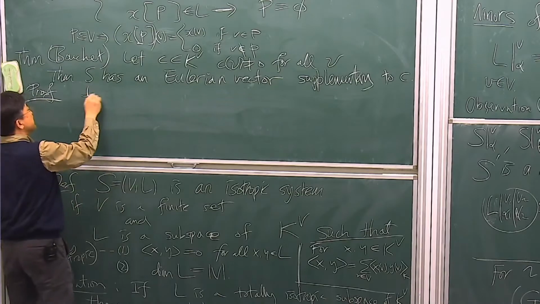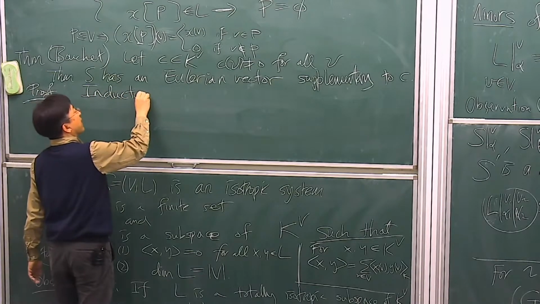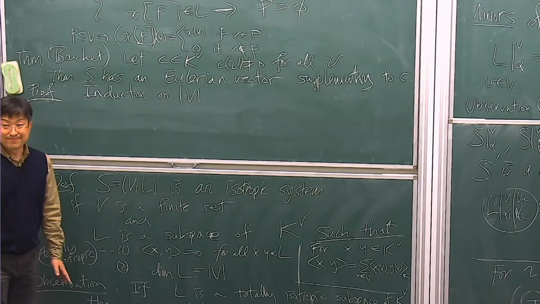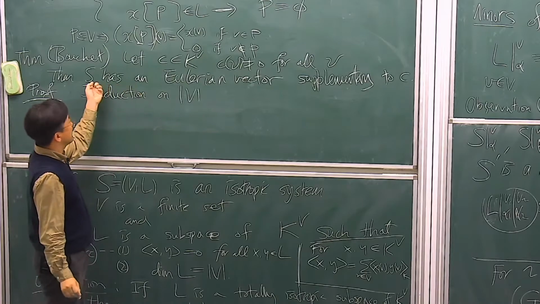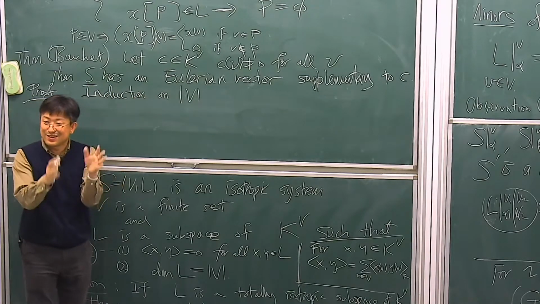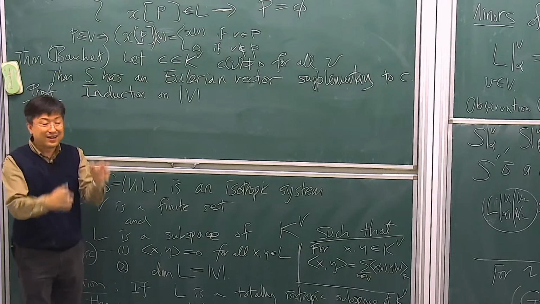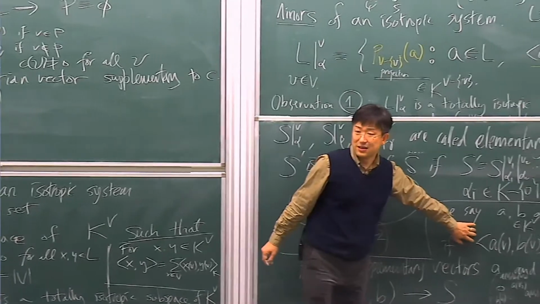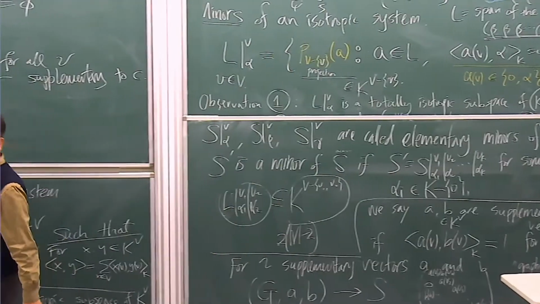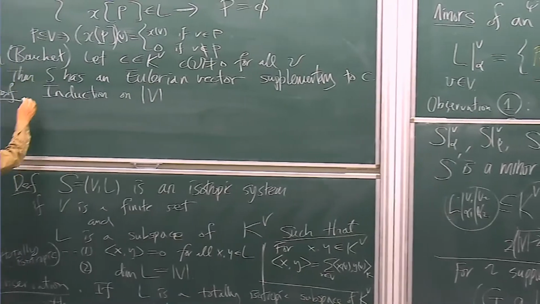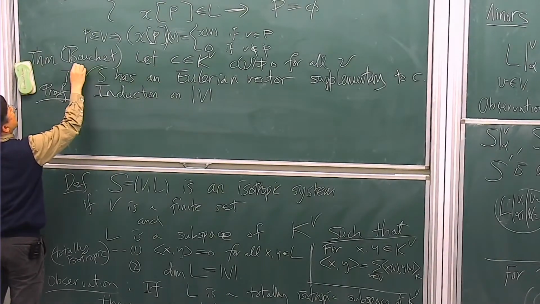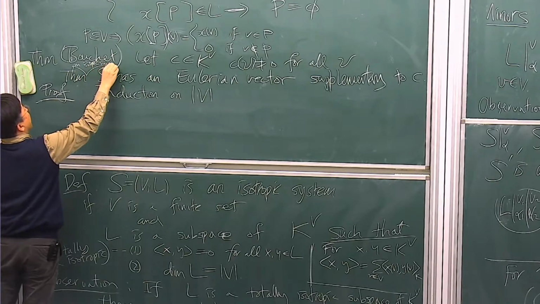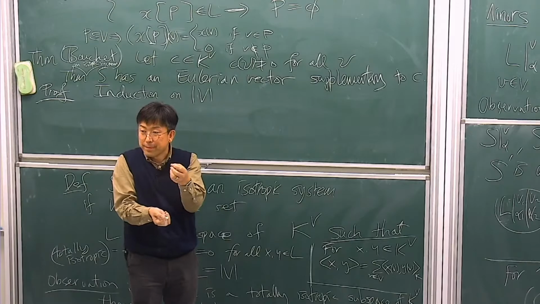And the proof is by induction. Induction on the number of points in V. Oh yeah, by the way, if you forgot the definition of supplementary, supplementary means that the coordinate-wise inner product is 1. Right. What is S? An isotropic system, yeah. Then an isotropic system, either beta or gamma. Right.